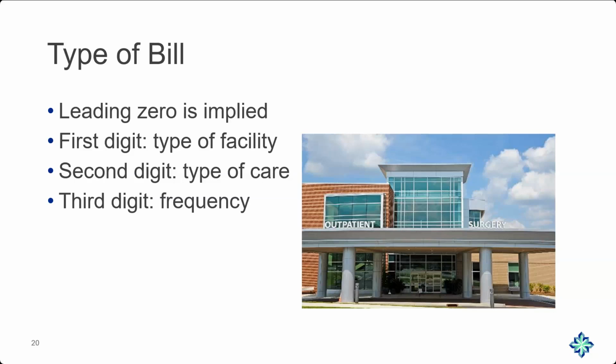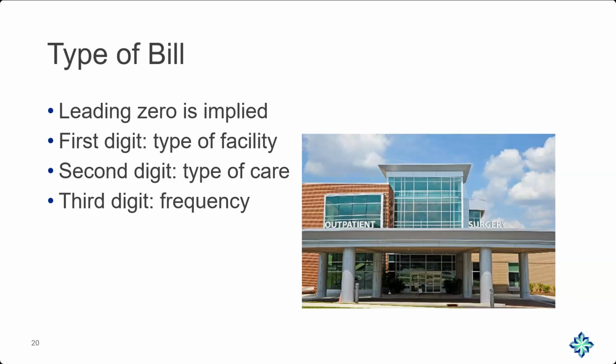The second digit specifies the type of care. Some examples of this are 1 for inpatient Part A, 2 inpatient but Part B only, a 3 indicates an outpatient status, 5 for outpatient critical access hospitals, or an 8 in this position indicates a swing bed.